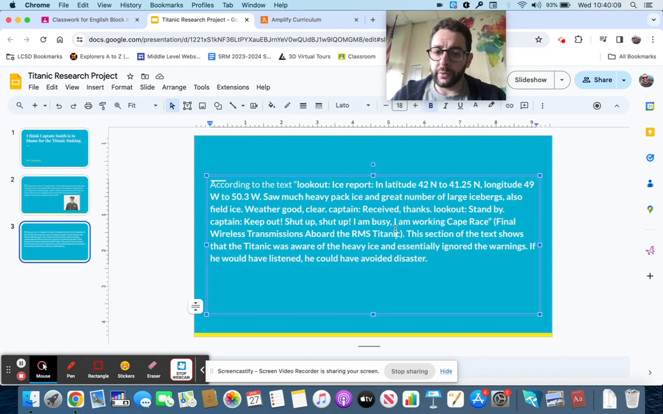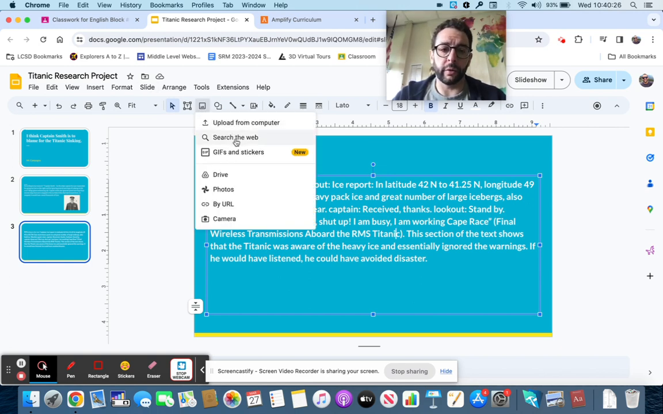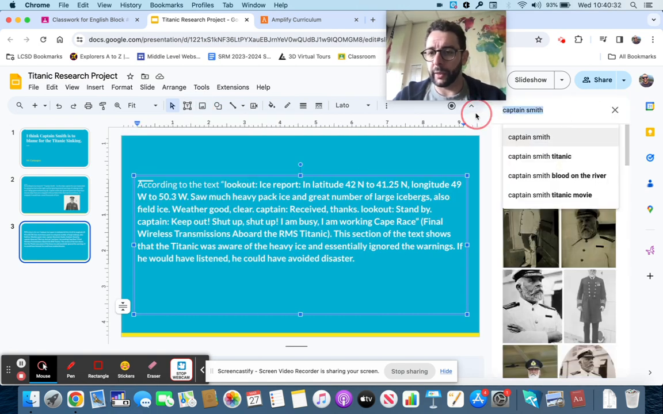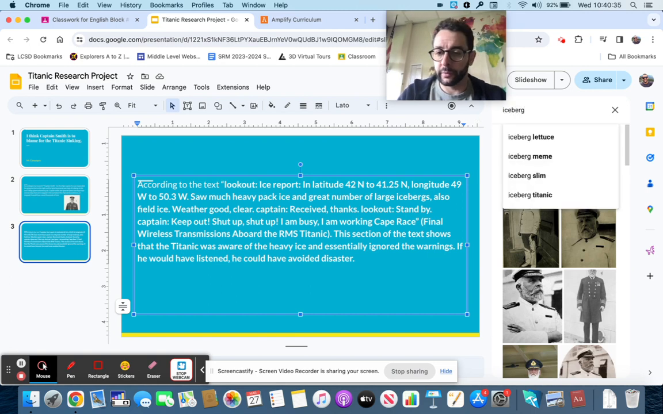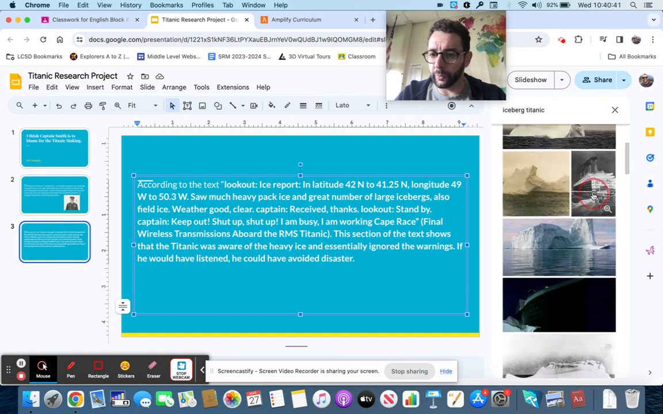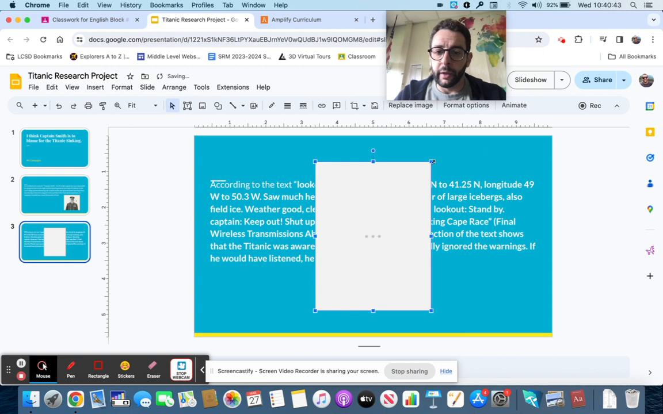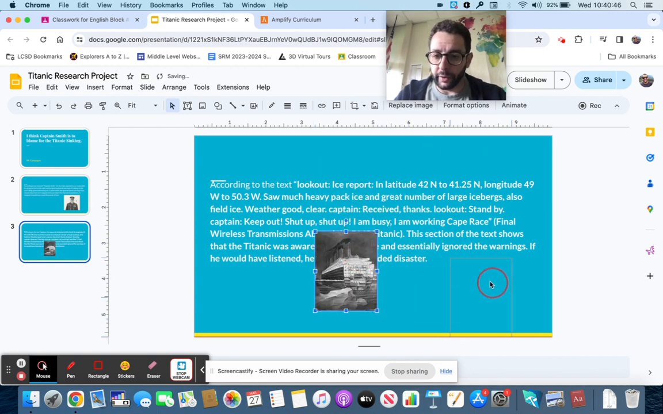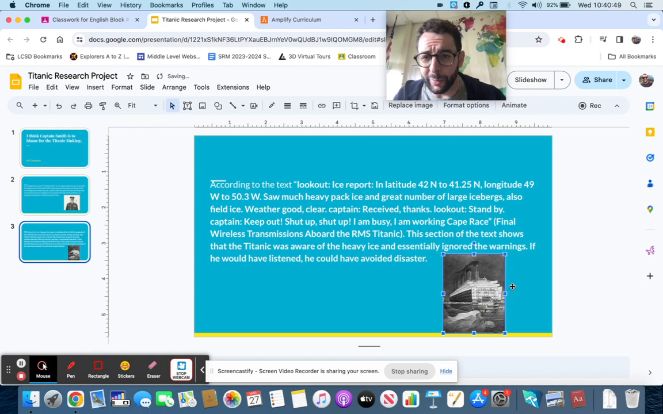In the second paragraph, I'm talking about like a radio operator. I'm talking about large icebergs. Titanic was aware of heavy ice. I think an iceberg picture would work here. So we're going to go to search image again, search from the web. I got some cool iceberg pictures here. Ooh, here's one with the boat and the iceberg. I like that one. I'm going to add a nice related picture there, put it down there. We're talking about icebergs, talking about boats. I think it works out well.